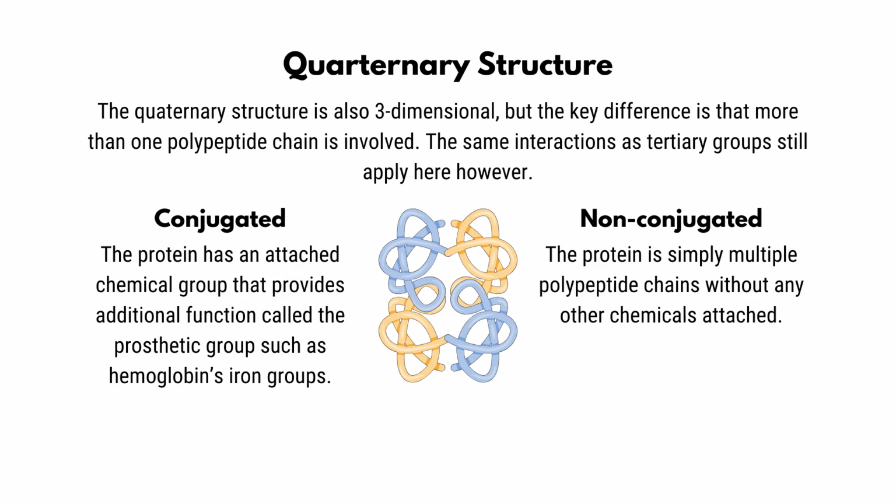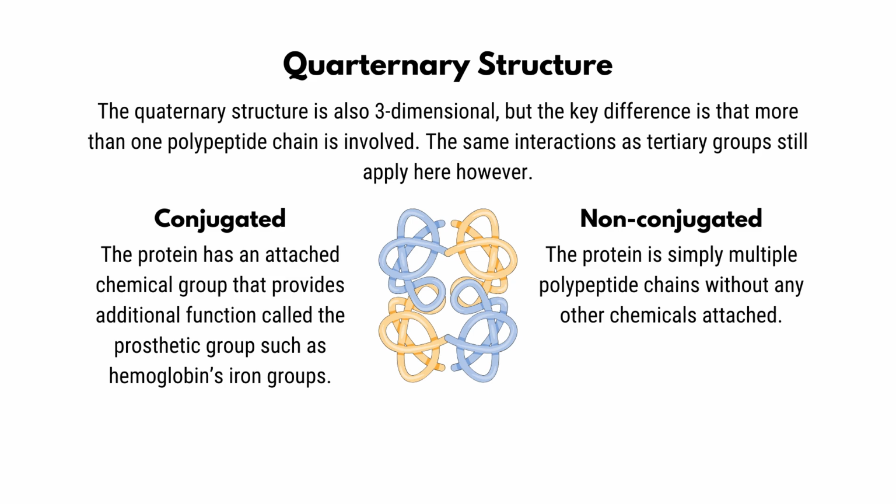Quaternary structures, however, have 2 different types. There's a conjugated and a non-conjugated. The conjugated proteins have an attached chemical group that provides additional functions. And these additional groups are called the prosthetic group. So one example of this would be hemoglobin's iron groups. Outside of just the polypeptide chains, there is an iron group, a prosthetic group that contains iron to be able to bond with oxygen better, to hold that oxygen and release them.